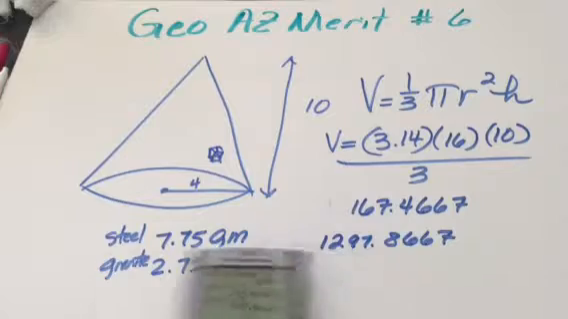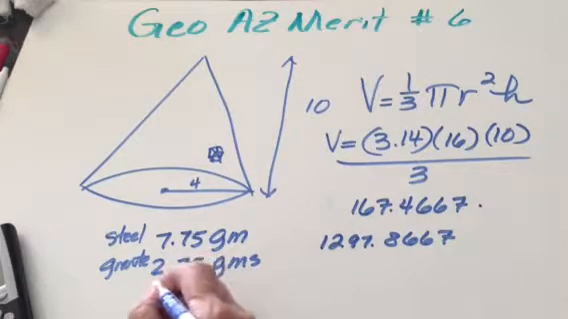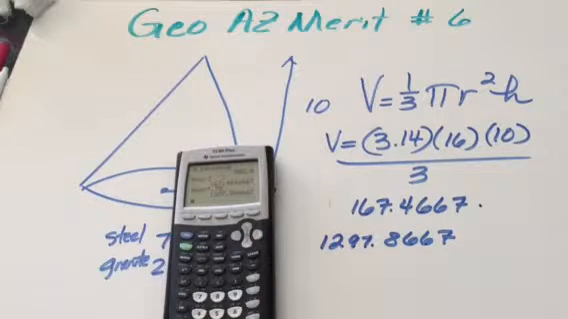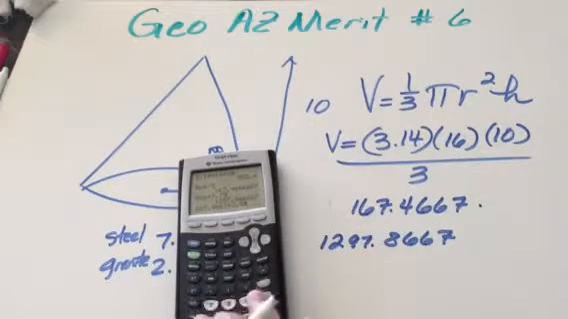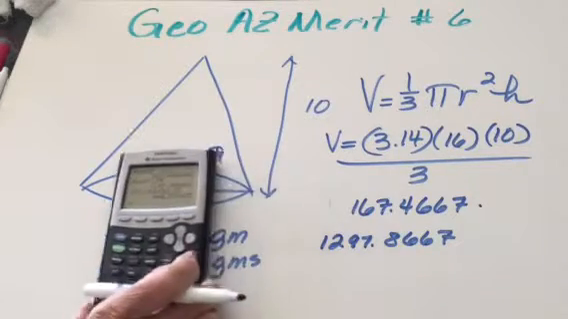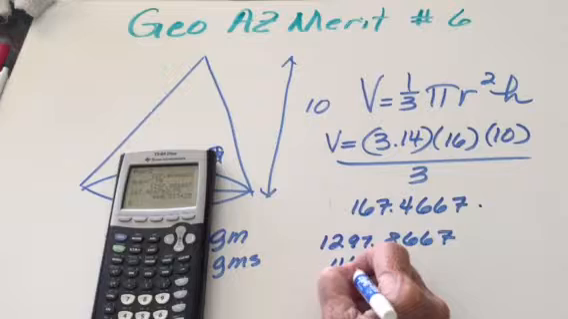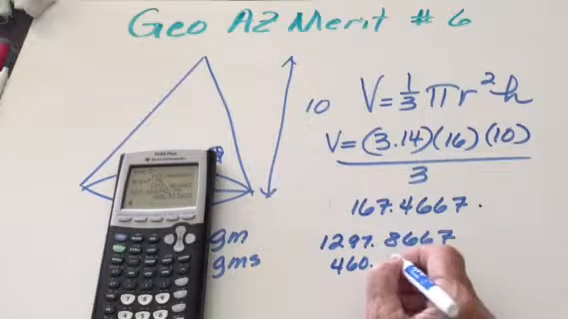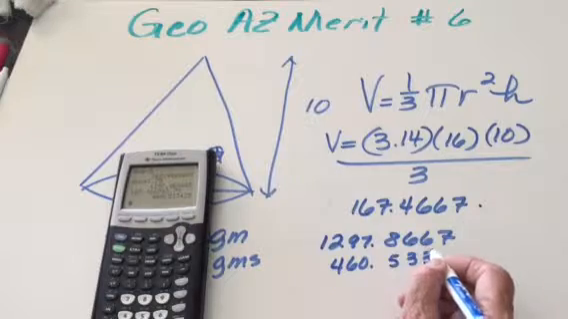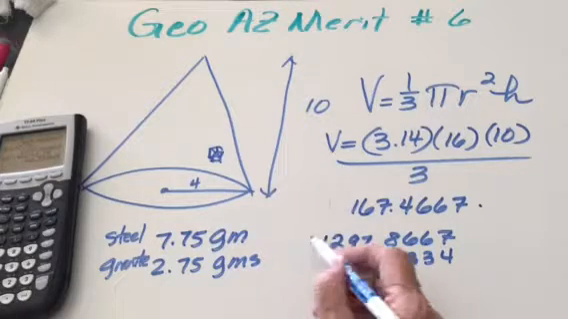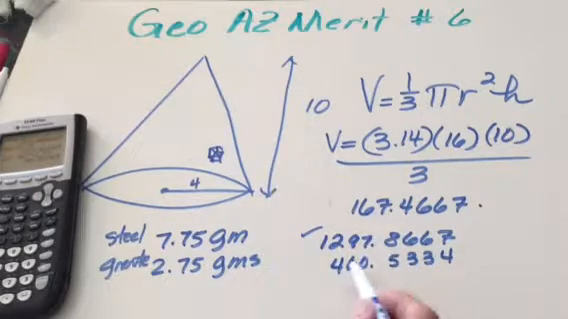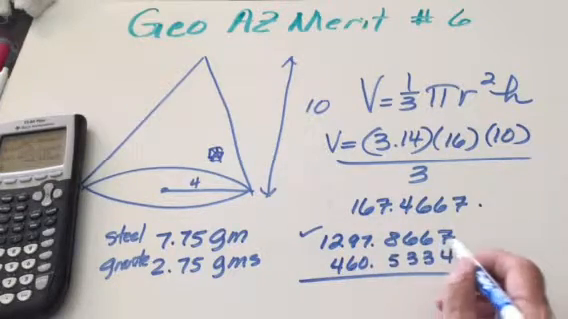All right. But now I have to do the same thing for the granite. So I'm going to go 167.4667 times 2.75 to see how much the granite cone is going to weigh. The granite cone is only going to weigh 460.533, whatever. All right. Well, I want to know the difference. The steel weighs quite a bit, and you can see it's like a third of the difference here. The granite, which is rock, is quite a bit less.